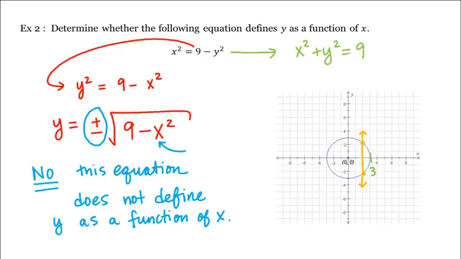And this vertical line that was just drawn here is at x equal to 2. And if we plug x equal to 2 in here, what do we get? We have y is equal to plus or minus the square root of 9 minus 2 squared, or 9 minus 4, which is 5. Which means that for x equal to 2, there's two different outputs, so it is not a function. All right, and this is how we determine whether an equation represents a function.